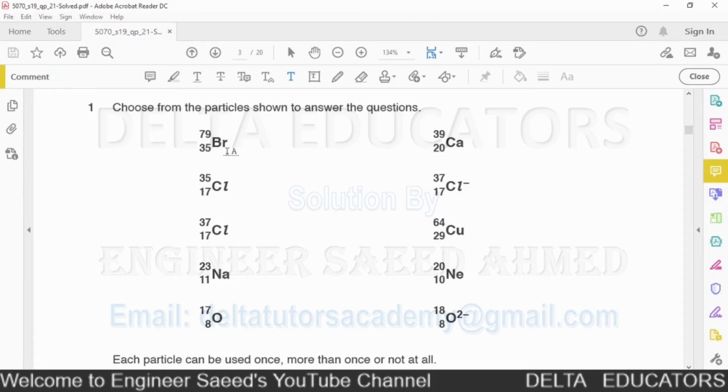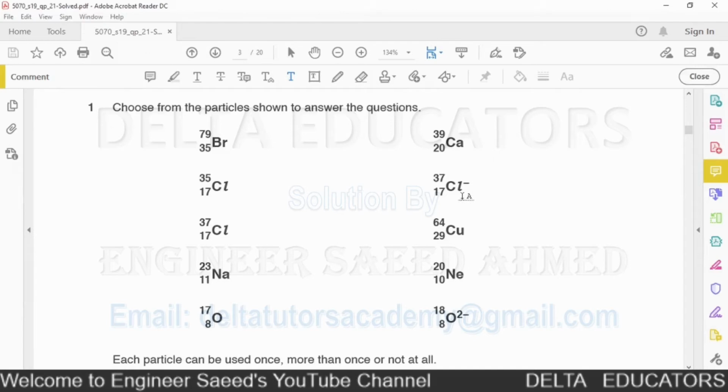In case of bromine, proton number is 35. In a neutral atom, the number of protons and number of electrons are the same. So in case of bromine, the number of electrons will be 35. Here number of electrons will be 20. Here number of electrons will be 17. Here number of electrons will be 18. Why will it be 18? Here proton number is given as 17. So the number of electrons in a neutral chlorine atom will also be 17.